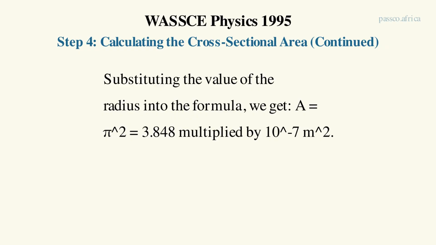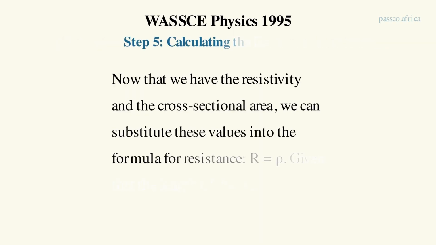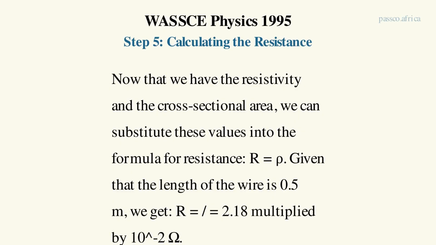Step 5. Calculating the resistance. Now that we have the resistivity and the cross-sectional area, we can substitute these values into the formula for resistance, R equals ρL over A. Given that the length of the wire is 0.5 m, we get R equals 2.18 multiplied by 10 to the power of -2 ohms.